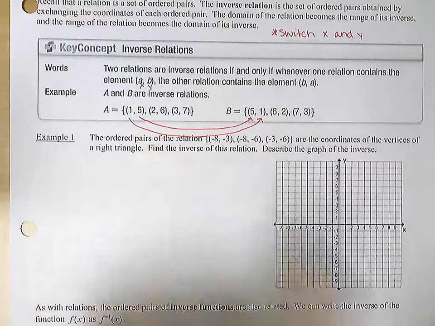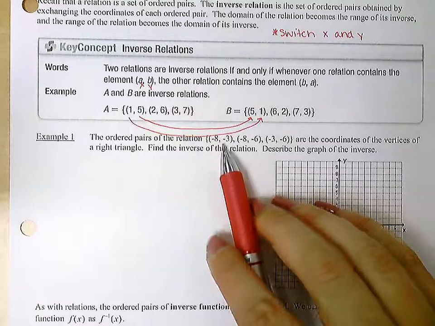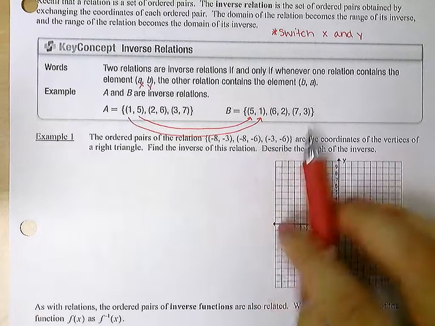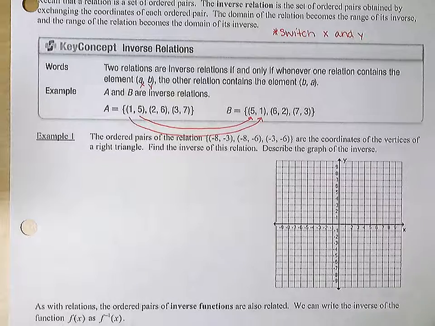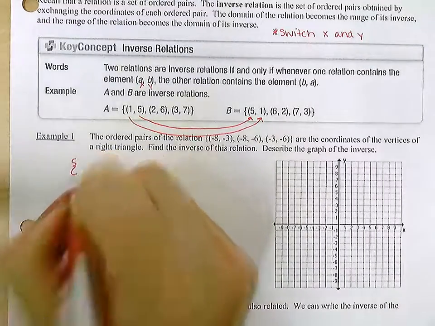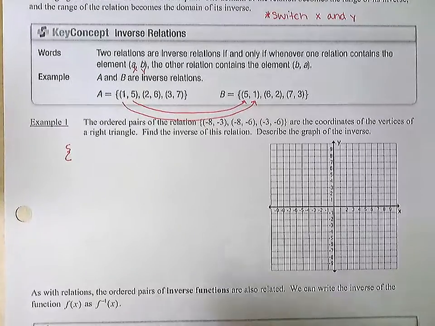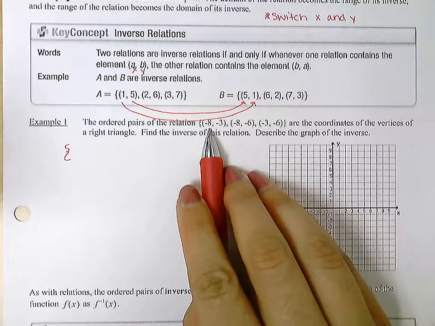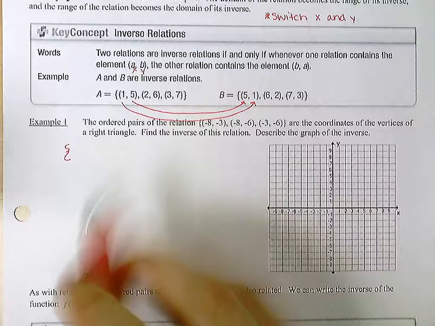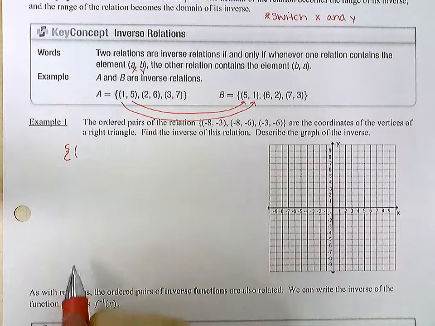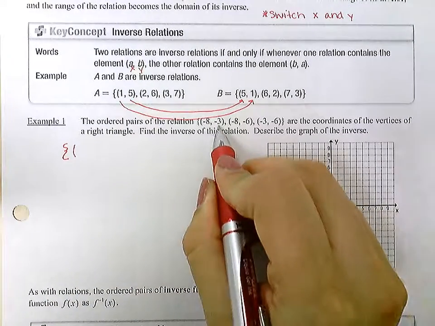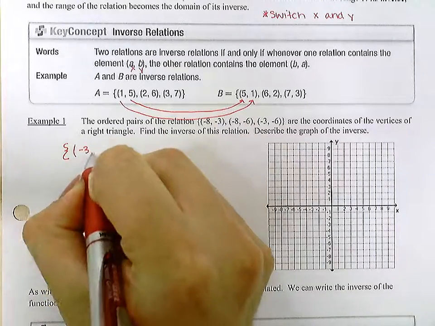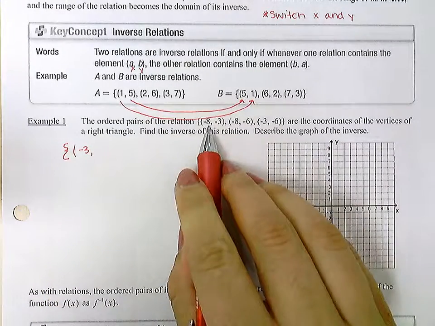We have the ordered pairs (-8, -3), (-8, -6), and (-3, -6). Those are the coordinates of a right triangle. We want to find the inverse of this. I'm going to add my bracket. Starting with (-8, -3), we just need to flip-flop the values. So instead of this one, I'm going to start with -3 and then end with -8.